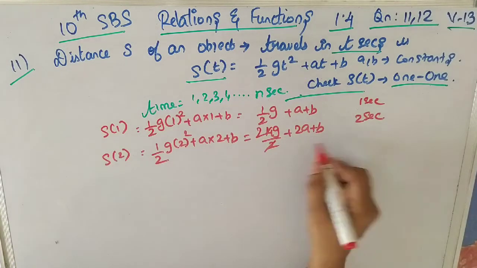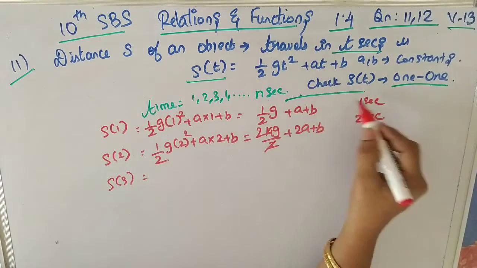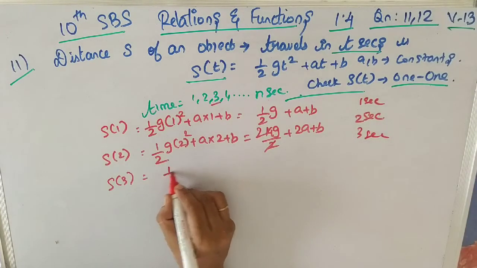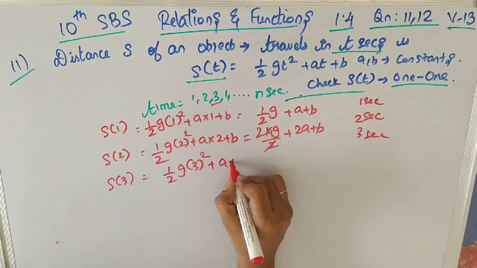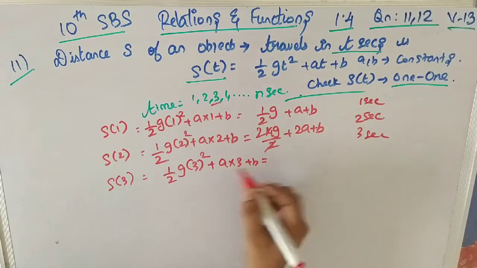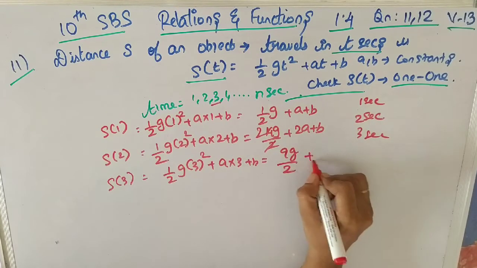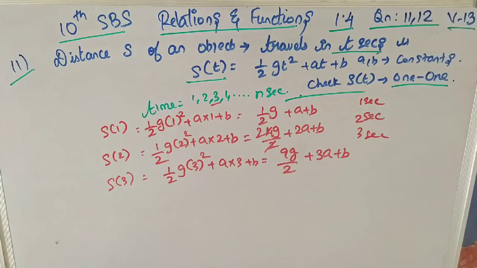Okay. So now let's take the time is equal to 3 seconds. The distance travelled in 3 seconds is equal to S of 3, that is equal to half g into 3 squared plus a into 3 plus b. 3 squared is 9. So 9g by 2 plus 3a plus b. Okay. Now it goes on like this.